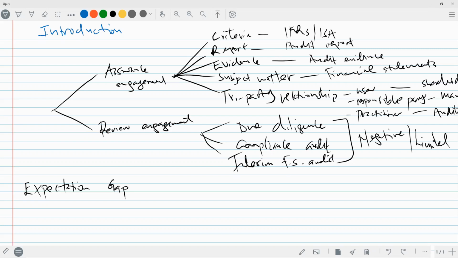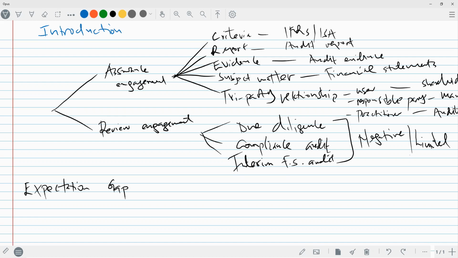In the case of the attestation engagement, as the term suggests, you are attesting something. For example, if you are engaged to assist in the inventory count, you are going to be reviewing against criteria. Let me use that term.